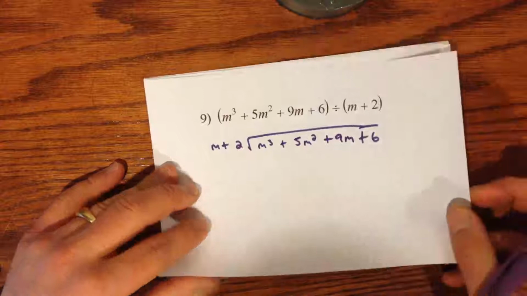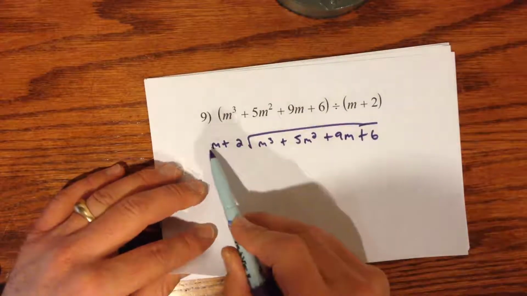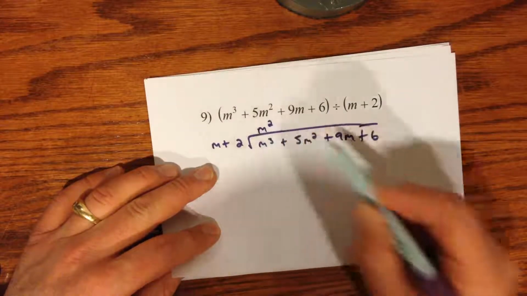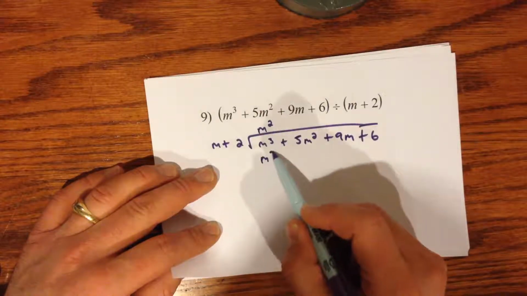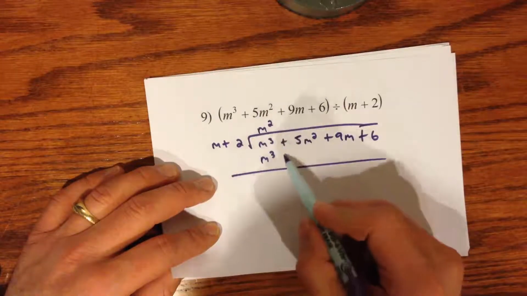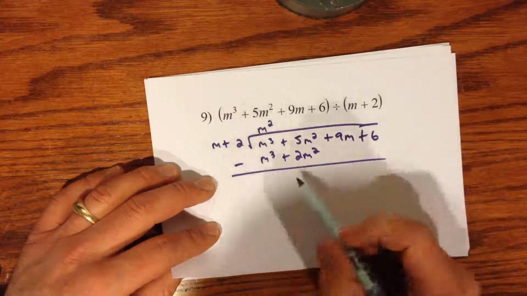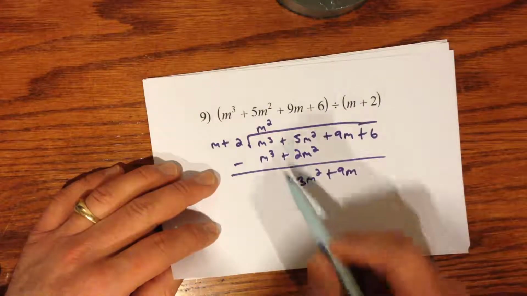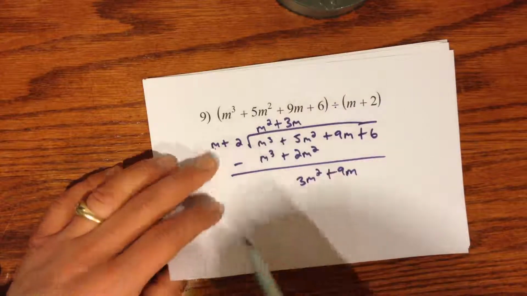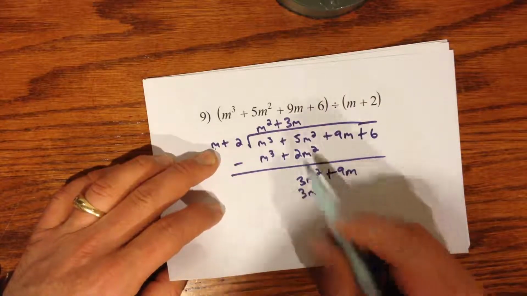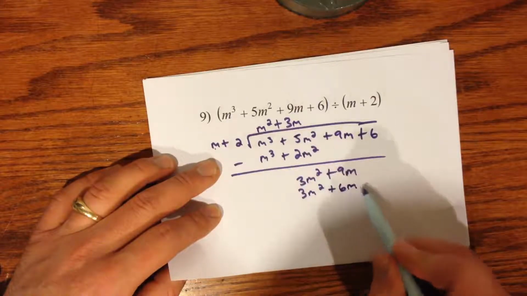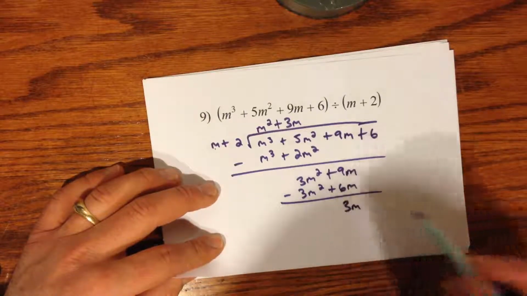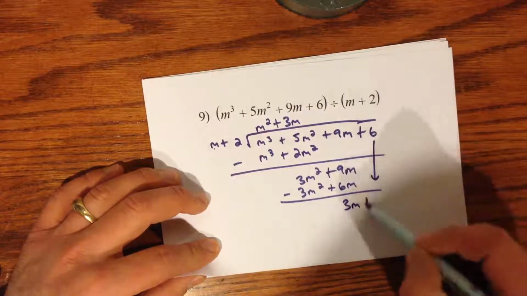Number 9. Again, with this leading coefficient of just 1m, it's pretty easy. You probably see in the pattern, m squared times m is m cubed. That's what I want. M squared times 2, 2m squared. I'm subtracting. 5 minus 2 is 3. Bring down the 9m. 3m times m is 3m squared. 3m times 2 is 6m. I'm subtracting. 9 minus 6 is 3m. Bring down the 6.